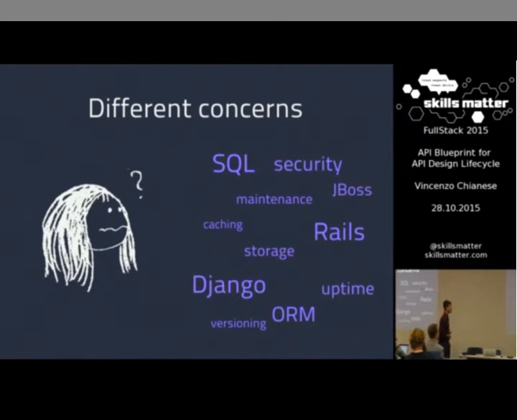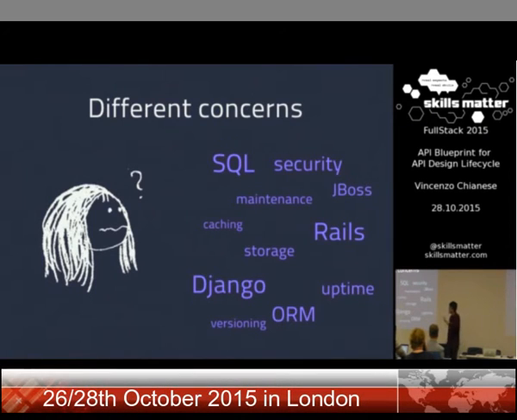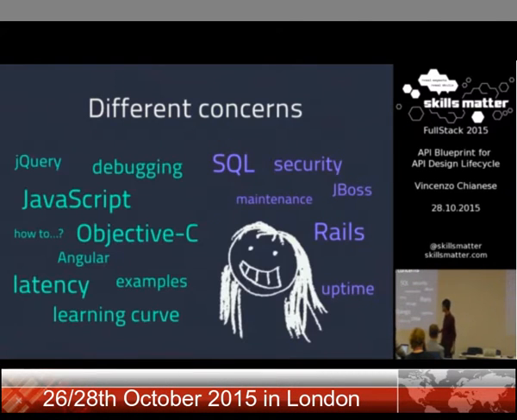Because when I write an API, I am concerned about my security, maintenance, caching, uptime, versioning, and so on. And this is how it should be. But in the same way, Clientina doesn't really care about this because she has different concerns. She wants to know, how do I debug your API? How can I plug it in my Angular application? Is it easy to use? Where can I find the tutorials?